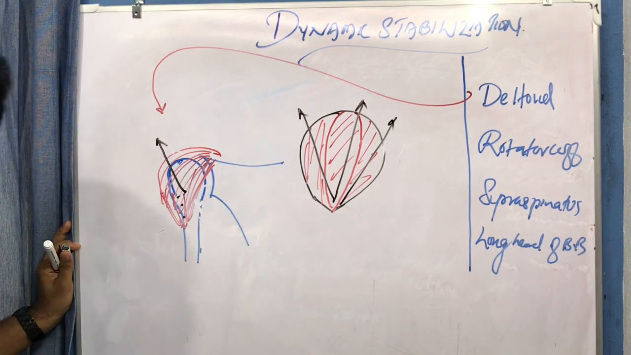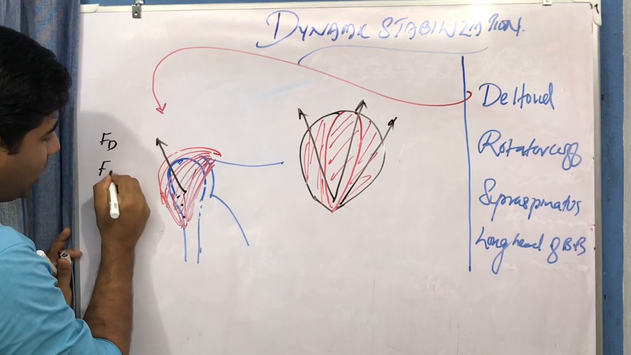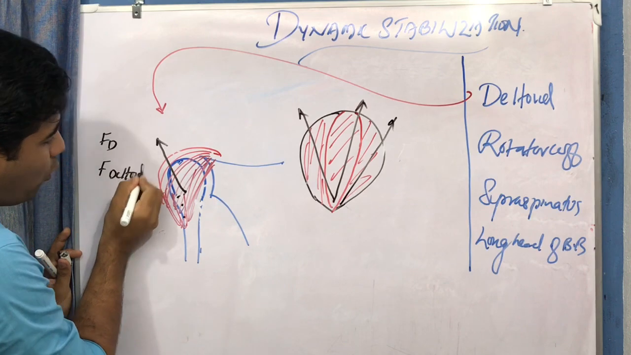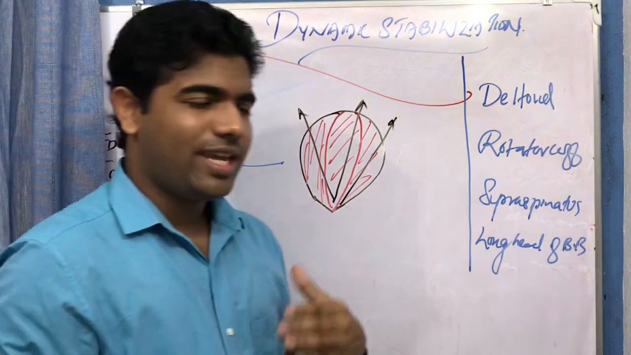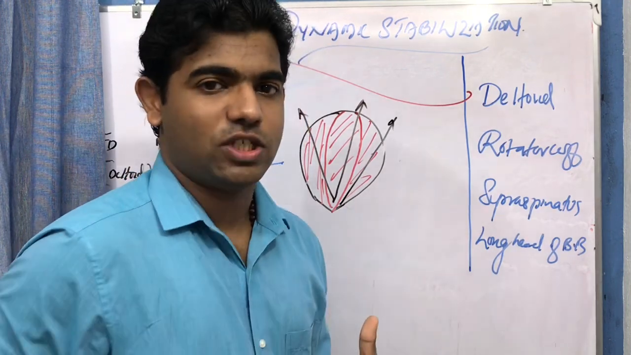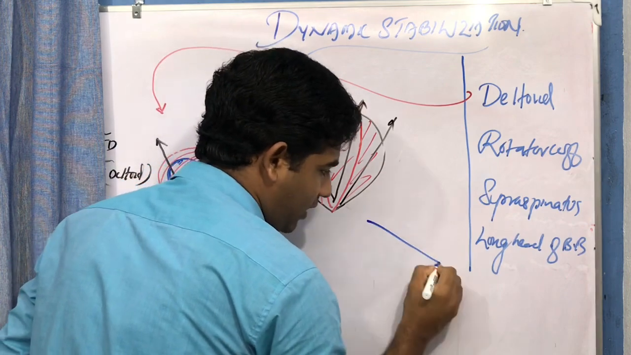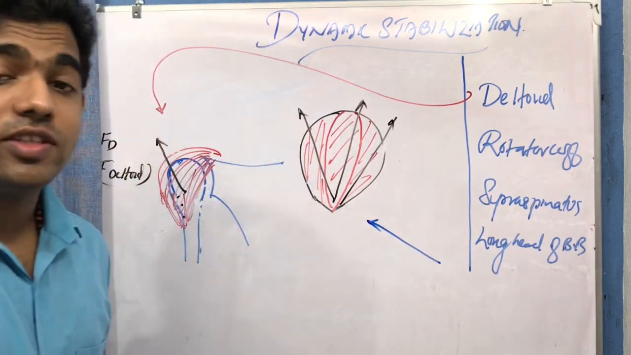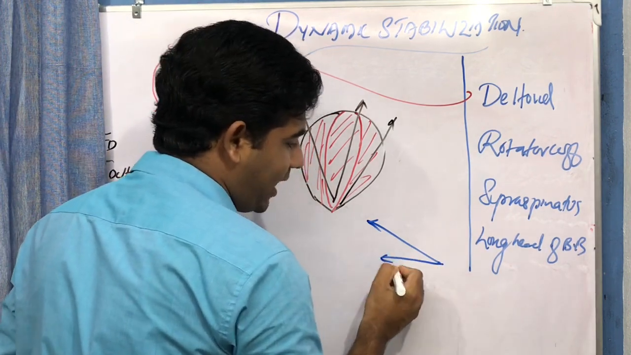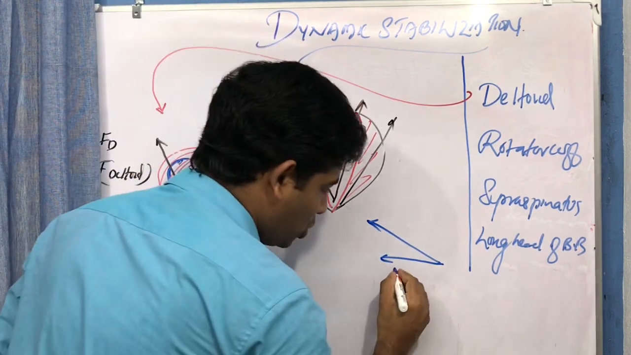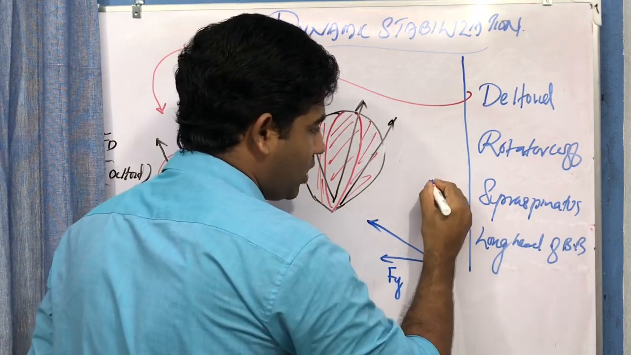How do you call the force produced by the deltoid? FD, or F deltoid. So this is the force produced by the deltoid muscle. Now, we have studied earlier in our first classes that any force vector can be divided into two components.